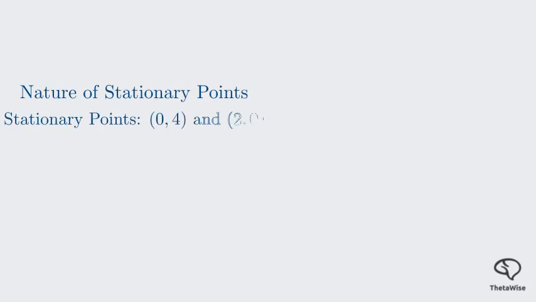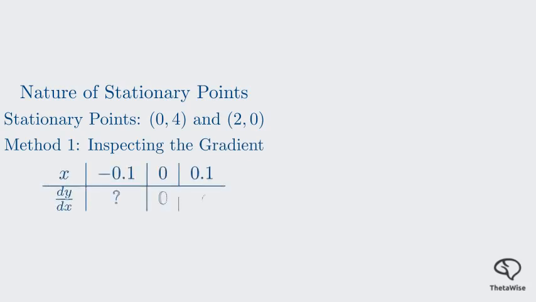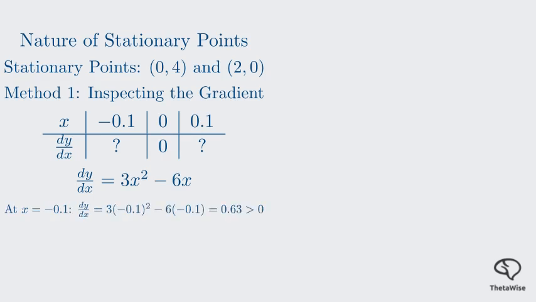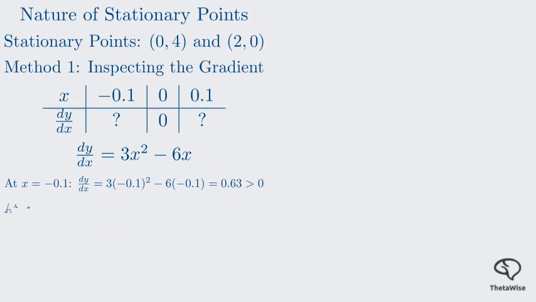Once we have found our stationary points, we need to determine their nature. This means deciding if they are a maximum, a minimum, or occasionally a point of inflection. The first method is looking at the gradient on either side of the point. Let's look at our point where x equals 0. We pick a value slightly to the left, like negative 0.1, and one slightly to the right, like 0.1. We plug these into our gradient function, which was 3x squared minus 6x. At x equals negative 0.1, the derivative is 0.03 plus 0.6, giving 0.63, which is positive. At x equals 0.1, we get 0.03 minus 0.6, which is negative 0.57, a negative value.